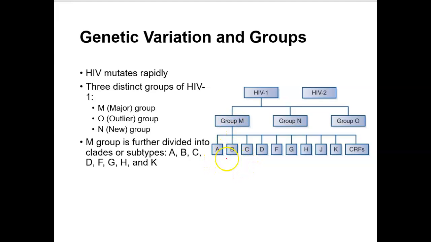You can also get variations, right? So you can be infected with HIV-1 A/E, because you can get a lot of genetic diversity in the HIV populations. This poses a really big problem for vaccine development.